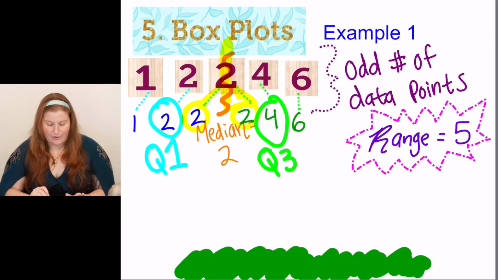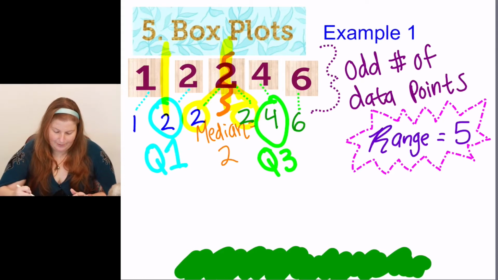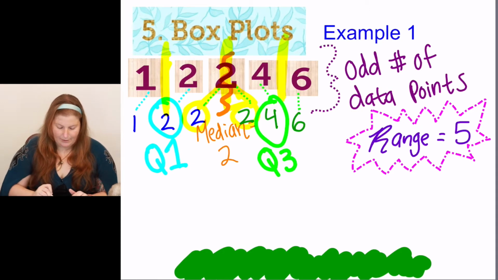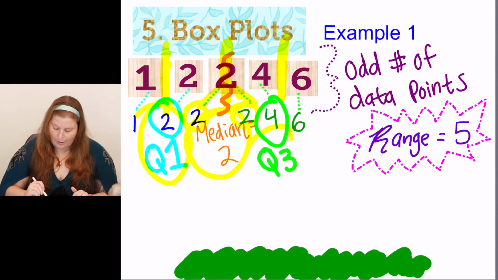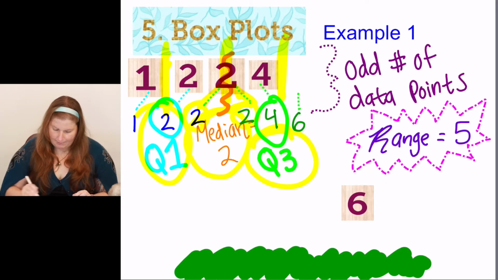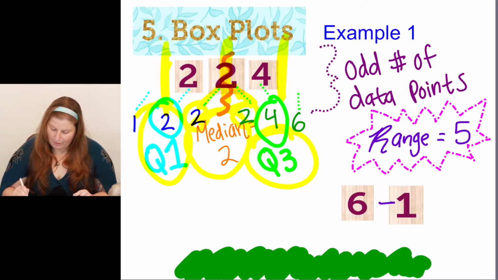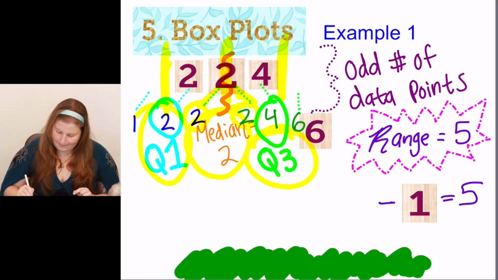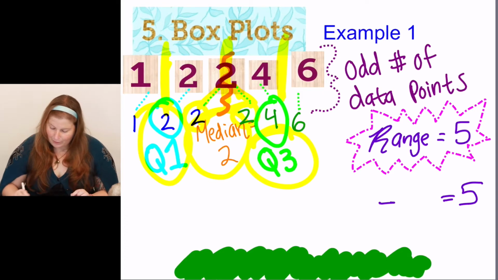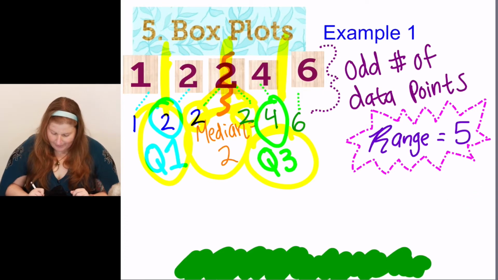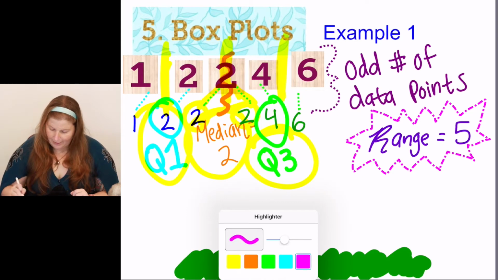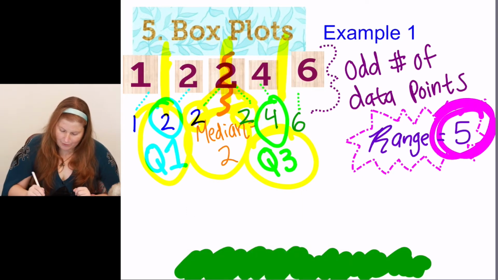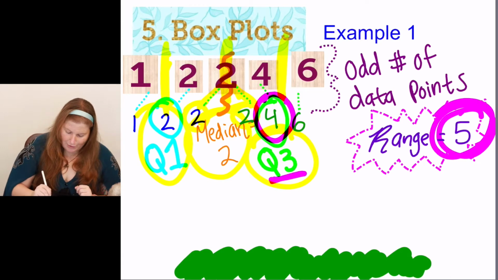And then we took the quarters and split them in half again to get that Q1 is 2, the median is 2, Q3 is 4, and then our range, we took our top number of 6 minus our lowest value number of 1, and we got that the range is equal to 5. So what you're actually going to do is just take these 4 pieces of data that we've already learned how to use and how to make and turn them into a new type of diagram.